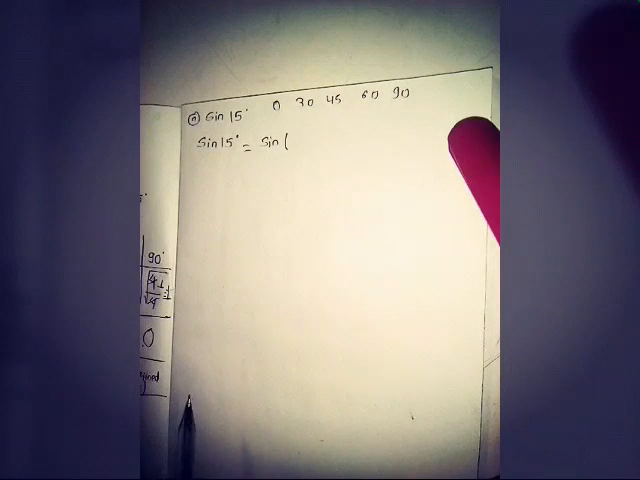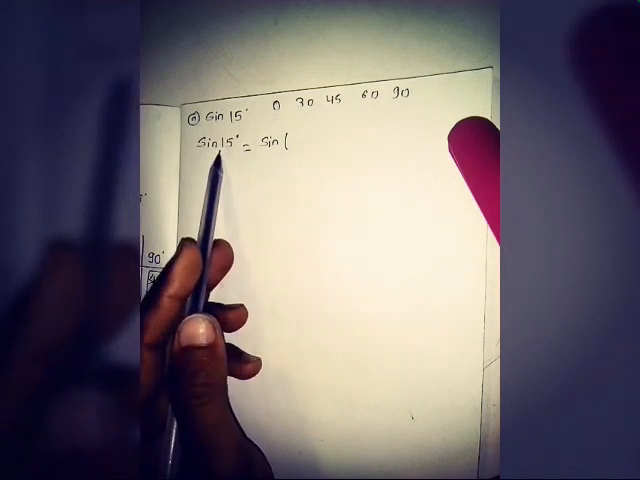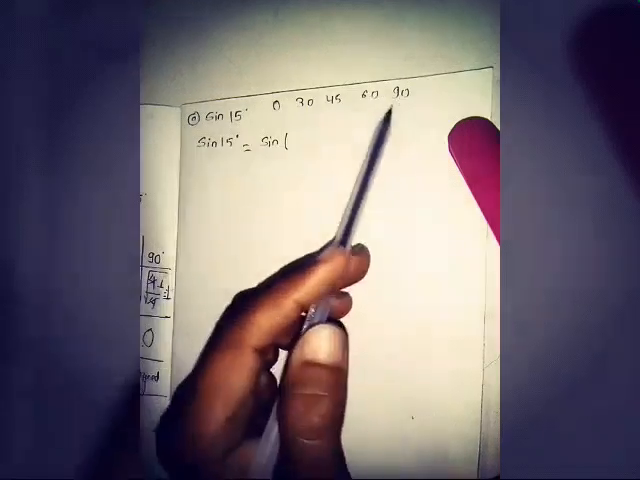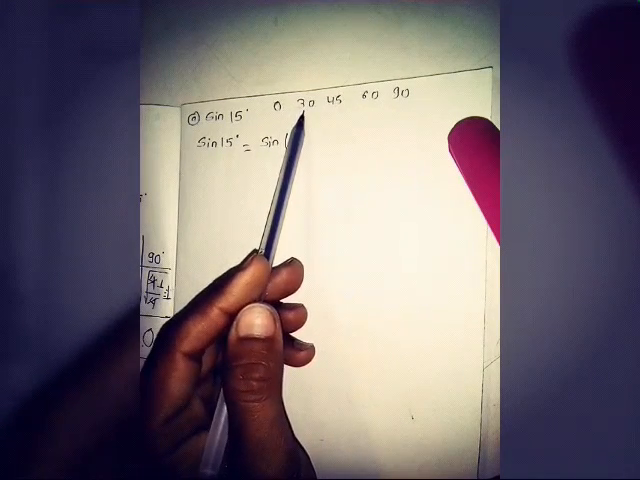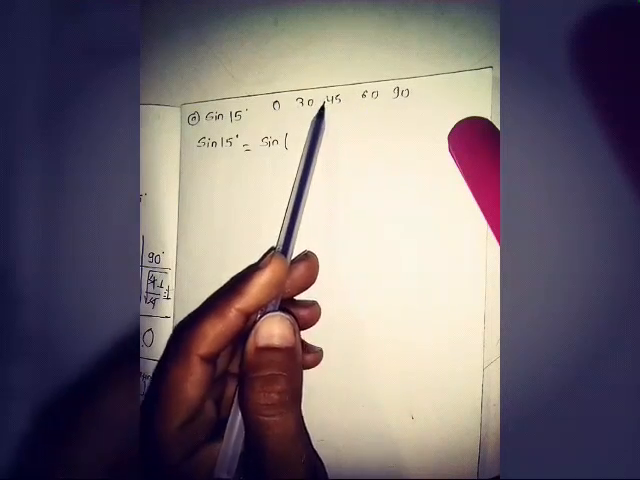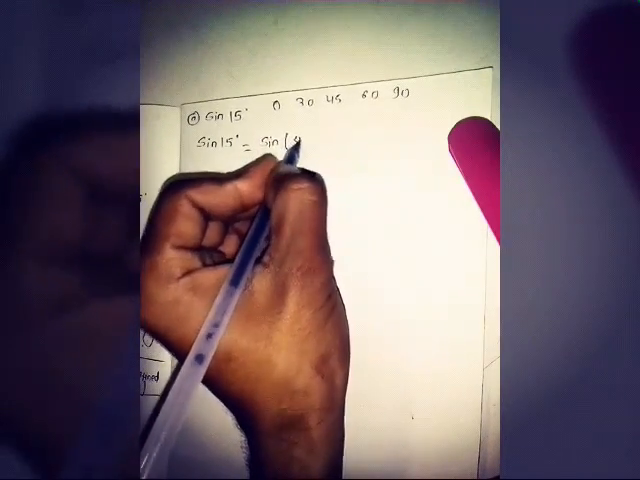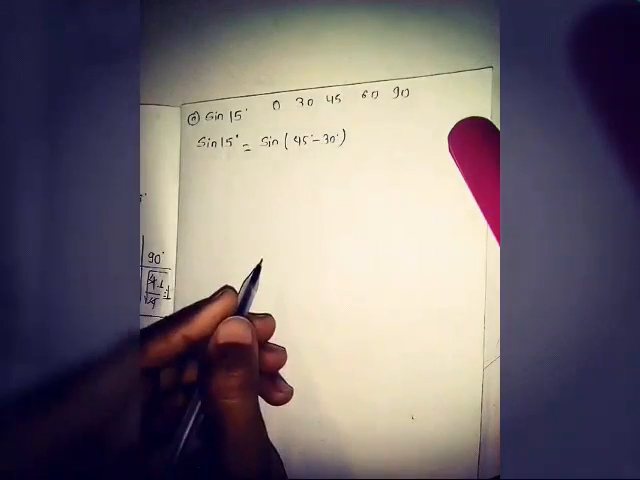Okay, now let's try to find the value of sine 15 degrees. We have to express this angle in terms of other angles, either with a plus or a minus. For example, 15 can be written as 45 minus 30 degrees, or 60 degrees minus 45 degrees. So we have two choices, and I'm going to take the first one. So this will be sine of 45 degrees minus 30 degrees, which gives 15 degrees.